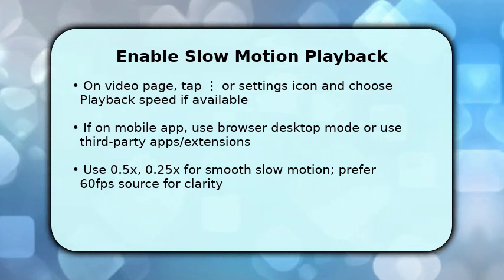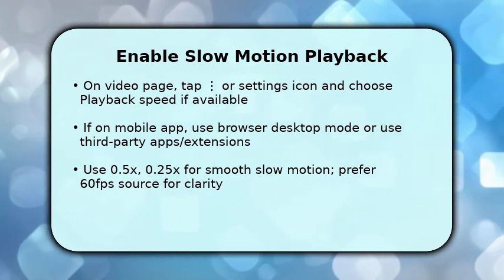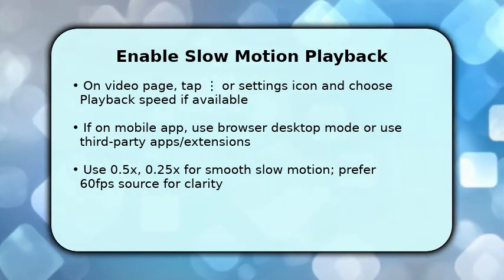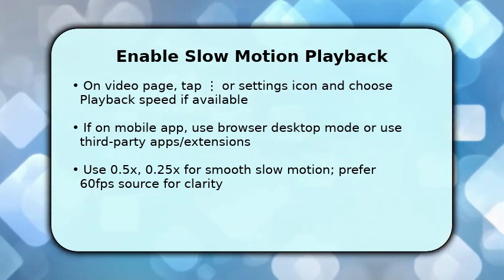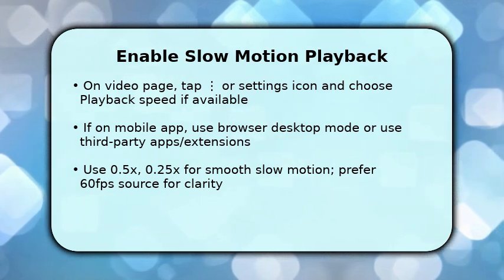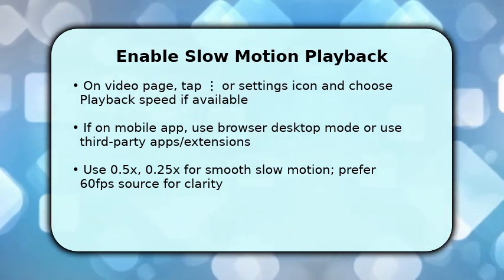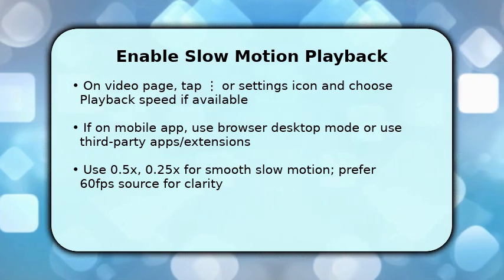If the app's Shorts player lacks that control, open the same link in a desktop browser or enable desktop mode on mobile, because desktop players expose speed settings. Alternatively, use trusted browser extensions or a downloader to play the file in a media player that supports variable speed. Make sure the source is 60 FPS or higher. Otherwise, slow motion will appear choppy.